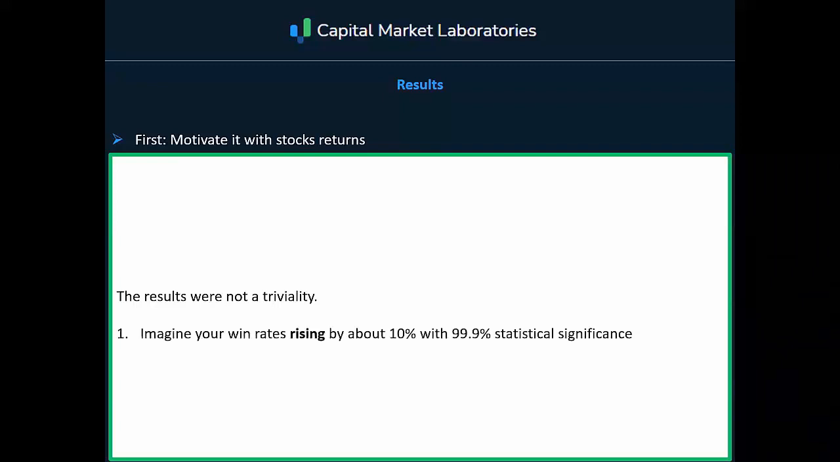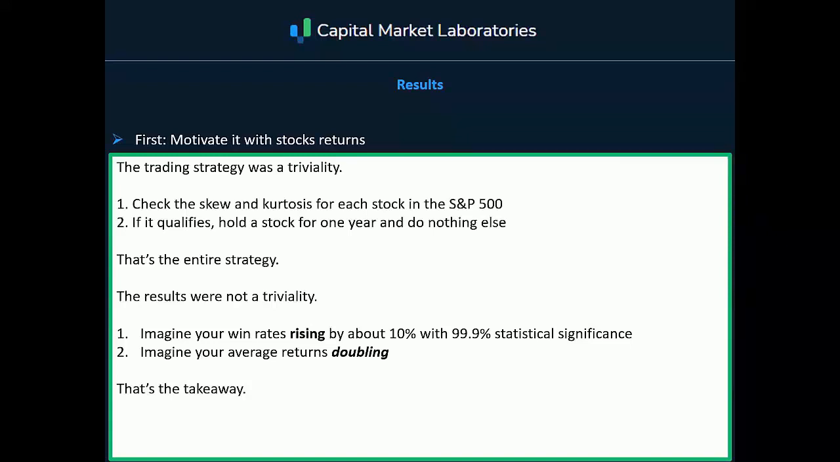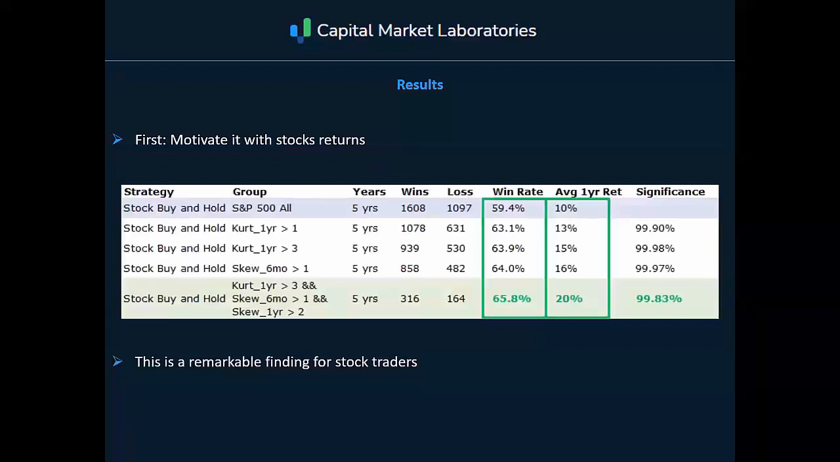So I want you to imagine your win rates rising by about 10% with 99.9% statistical significance. And now I want you to imagine your day trading, your swing trading returns doubling. Just because I checked an annual holding period doesn't mean that we're going to do annual trades. So that's the takeaway for stocks. The strategy can be optimized. It was rather trivial. The results were not a triviality. This is a remarkable finding for stock traders. The ability to double your average returns and see win rates go up about 10% is life-changing, if it's sustainable.